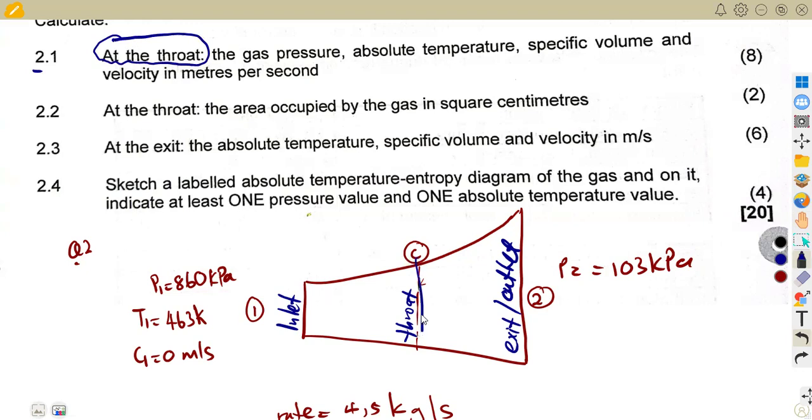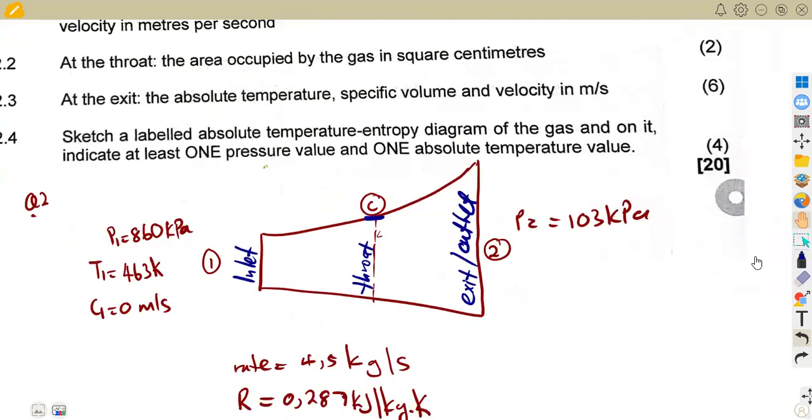We are here at the throat. That is where we are, at the point C. Like I said, for this topic do not worry much, because everything is given, the formulas. All you need is to understand how to apply and use your formulas. So this is what we are going to need on 2.1.